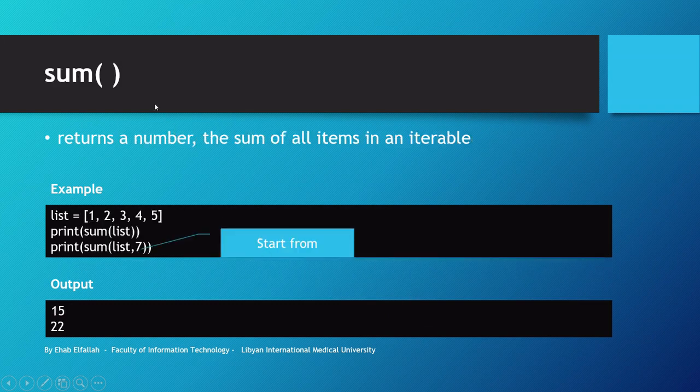Okay, the function sum will receive a list or a tuple, and it will return the sum of this list. So here we have a list that contains several items, and if you print the sum of the list, the sum is 15. If we provide another argument, the summation will not start from 0, it will start from the number we provide here. So here 15 plus 7 is 22.